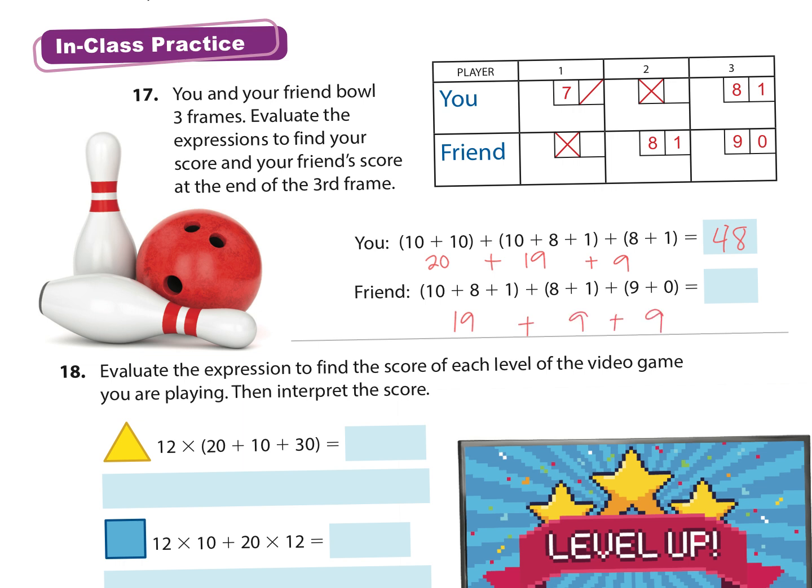Very good. Okay, and then my friend got 10 plus 8 plus 1, which is 19, plus 9, plus 9. 37. So you won. Very good. All right, we're going to stop there so that you have time to start your practice.